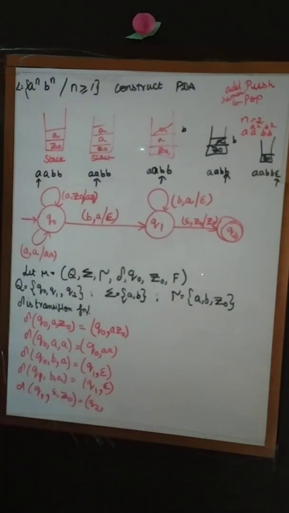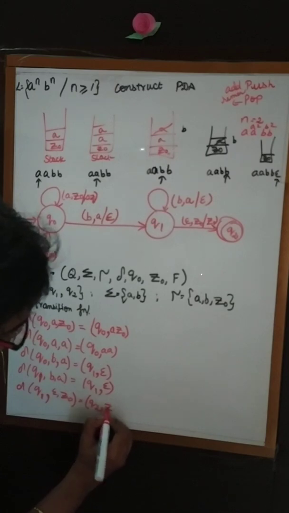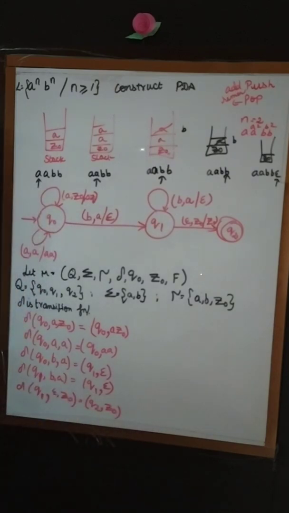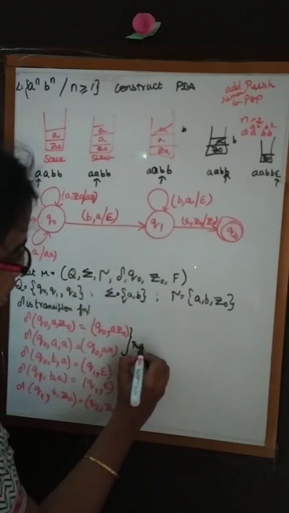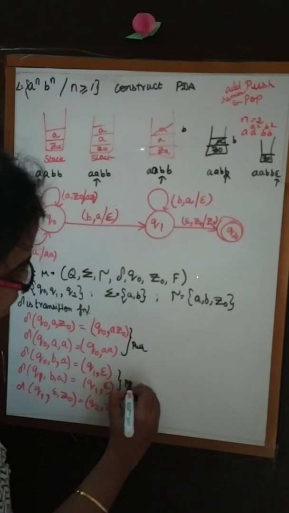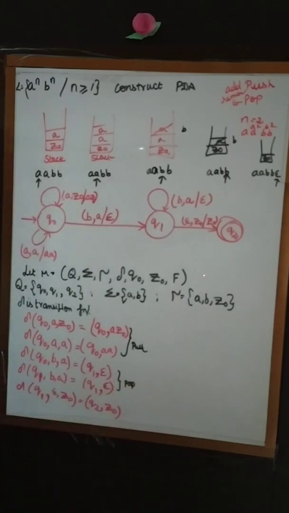That is my final state. And then what happened? What will be there on the top of the stack? Z naught. So this first two, no? This first two is the pushing operation, and the last two will be popping, and this is my final state.